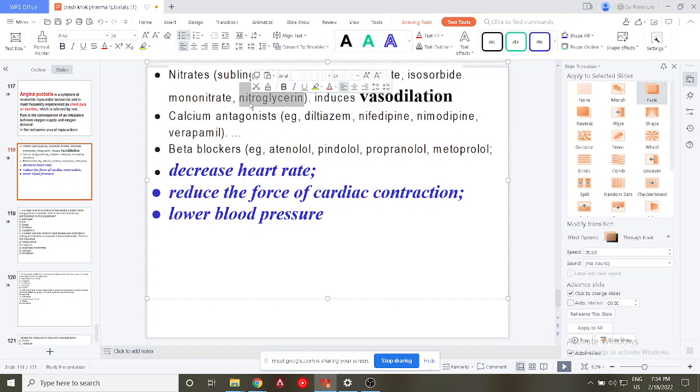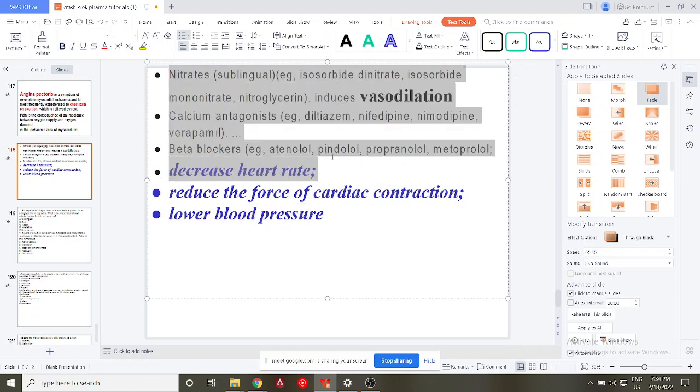They cause vasodilation. We also use calcium antagonists, the dipines, and they are like diltiazem. So we have the verapamil, the nifedipine, the nimodipine. So calcium antagonists can also cause vasodilation and can be used to treat angina. Also the beta blockers can be used to treat angina. So they decrease the heart rate, reduce the force of contraction, and lower blood pressure. So take note of these three groups of drugs that can be used to treat angina: the nitrates, the calcium antagonists, and the beta blockers.